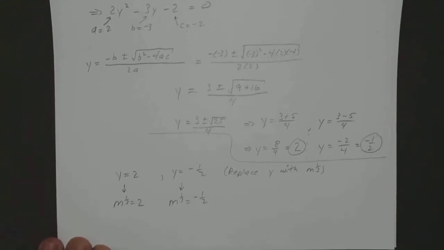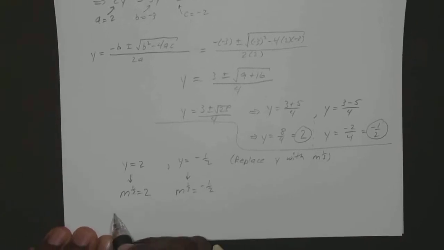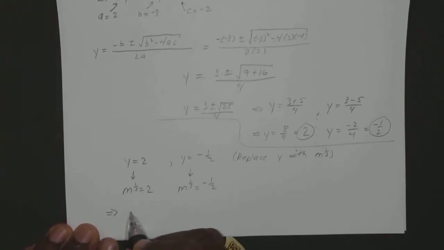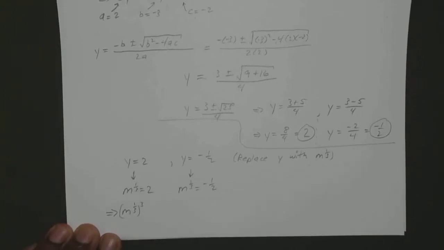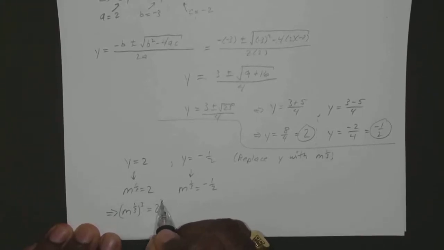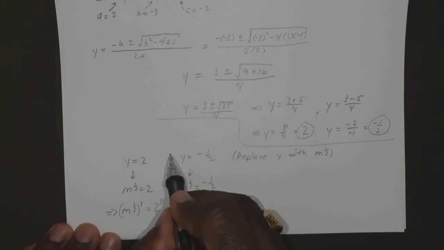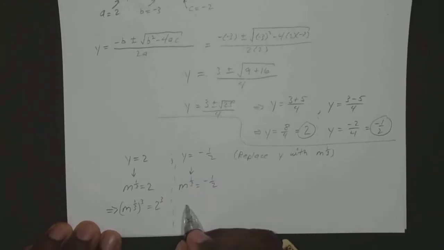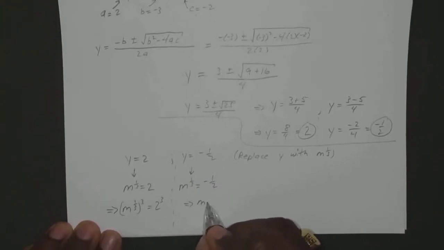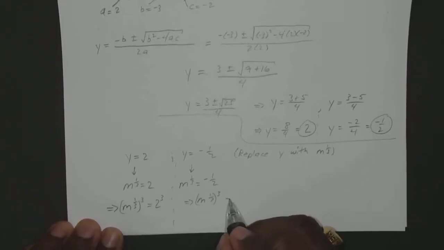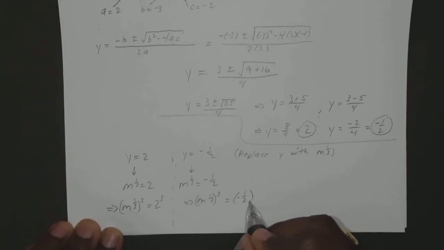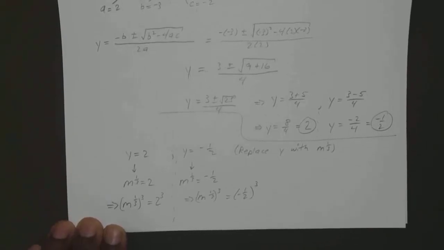So now we just raise both sides to the third power. Okay, so that would give us m to the 1/3 power to the third power equals 2 to the third power. Let me draw a little separator here. And this one would give us m to the 1/3 power to the third power equals negative 1/2 to the third power.